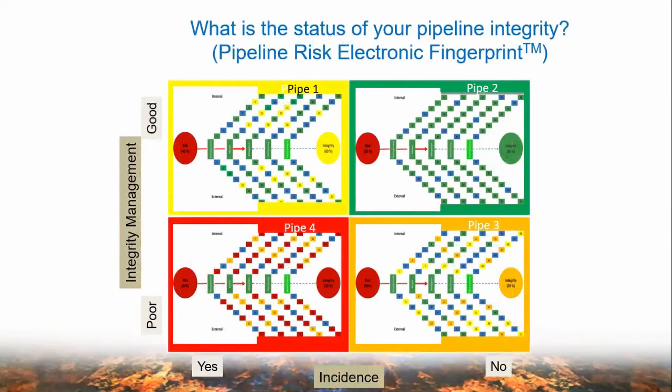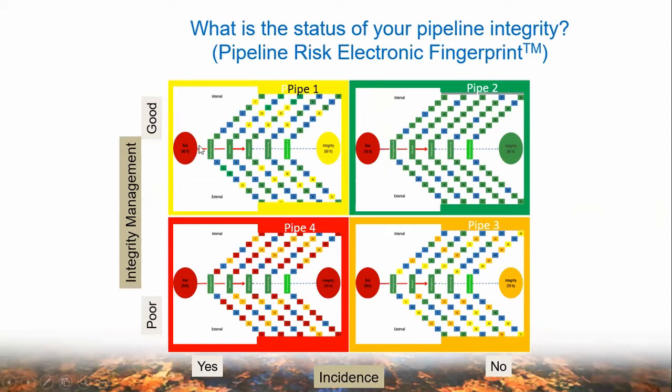Number of incidences is indirectly related to the efficiency of the integrity management program. If the integrity management program is poor, incidences will occur as illustrated in pipe 4. If the integrity management program is poor, and if no incident has happened as illustrated in pipe 3, don't be complacent. Risk will increase in the wear out phase. Be warned.